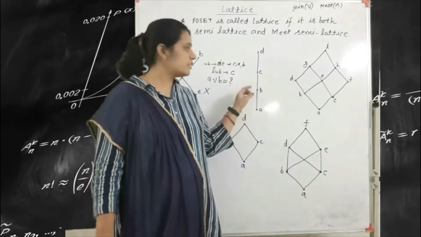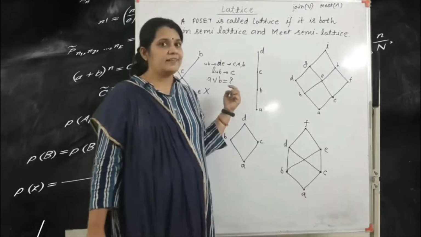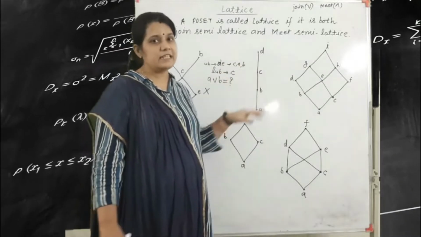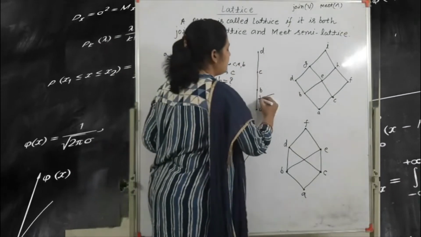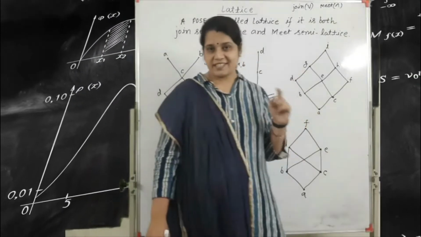So here, according to this diagram, the straight line, the single top and single bottom both are present here, then we can say that this is a lattice. Okay, again this is a very interesting example.